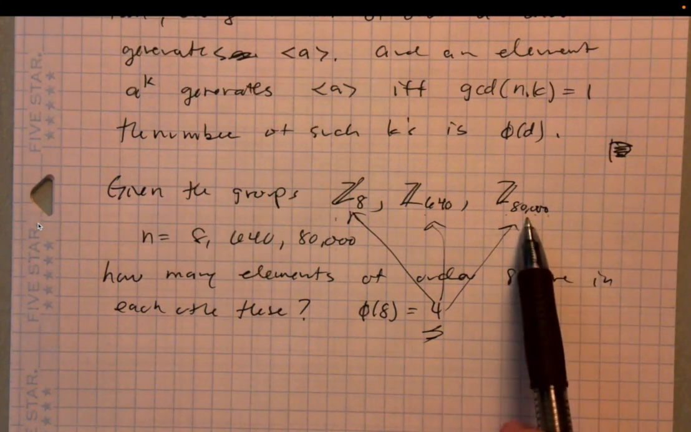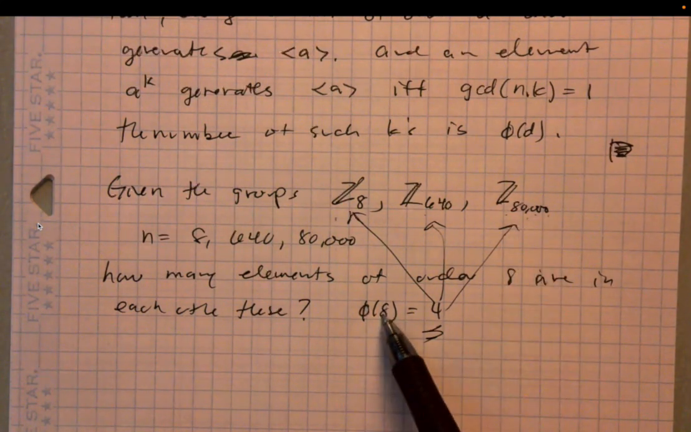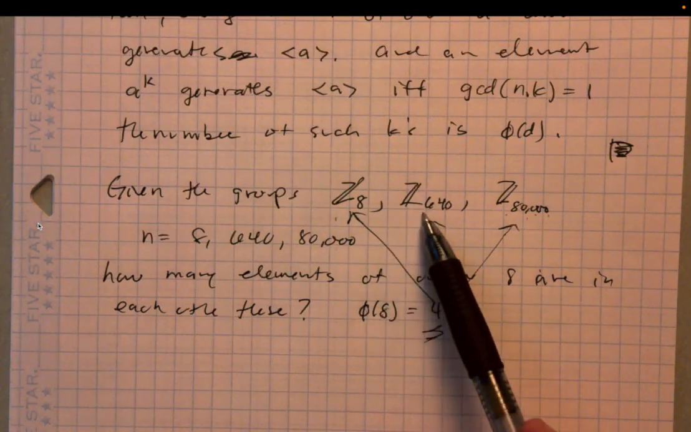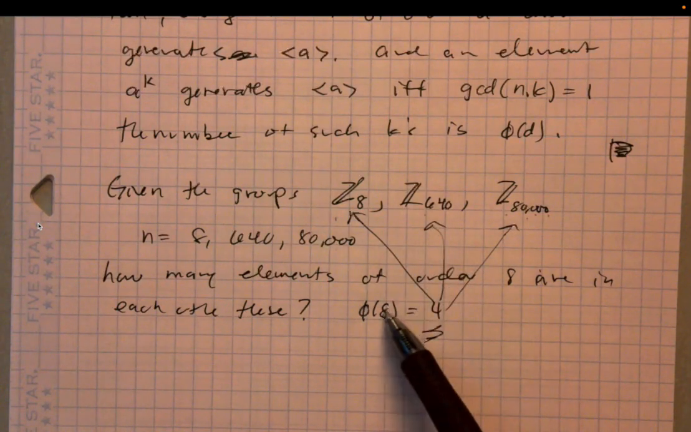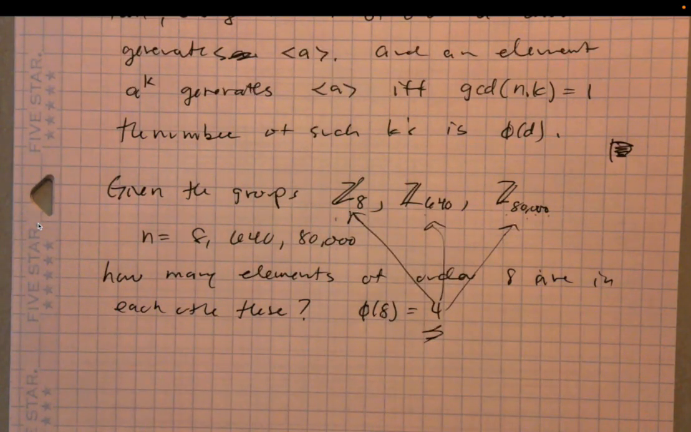This one has 80,000 total elements. 4 of them have order 8. This has 640 elements. 4 of them have order 8. That's what the theorem basically says. So it's a pretty surprising theorem, but very interesting also.